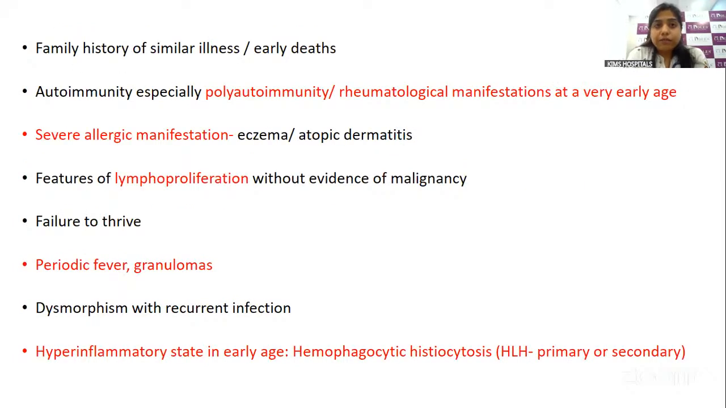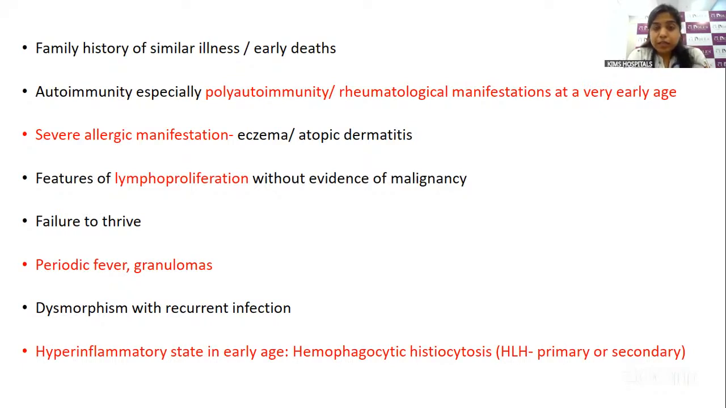We all know that the family history is important. Like from the first case I told, we have to look for a 3-generation pedigree and find out if there is any sibling death or anyone having a similar history in the family. Apart from that, autoimmunity like autoimmune cytopenias, Evans syndrome, unexplained ITP, or autoimmune hemolytic anemia refractory to treatment, and any multiple rheumatological manifestations, we should suspect an inborn error of immunity. Even severe allergic reactions like eczema and atopic dermatitis can be due to an inborn error of immunity.